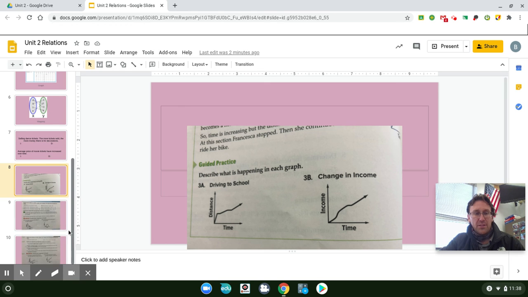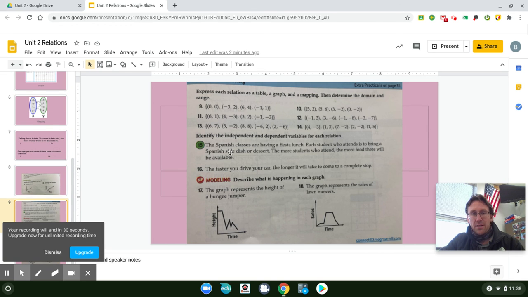All right, so now what I'd like you to do is answer these questions. Okay, let's do all the odd problems. So let's do 9, 11, and 13. I want you to put them in a table, graph them, and map them, and state the domain and range like we talked about at the beginning of the slide. Answer number 15.